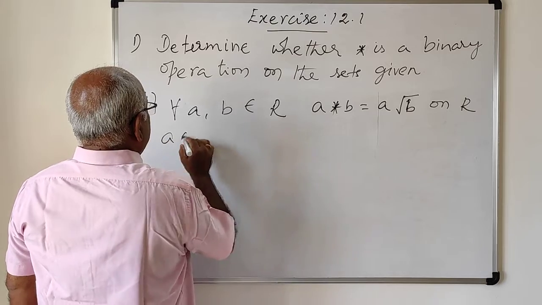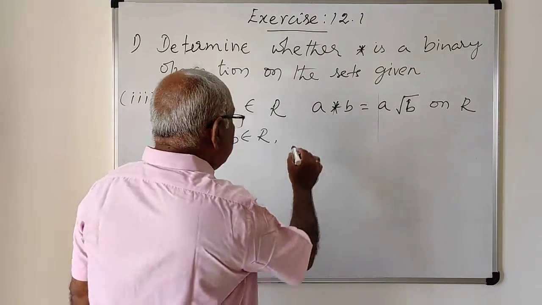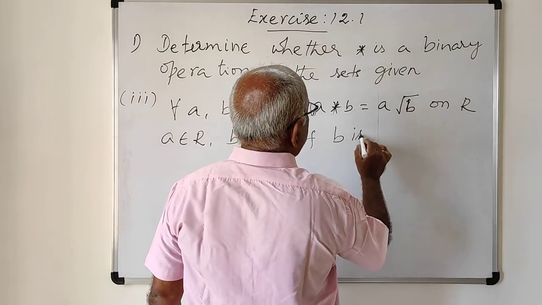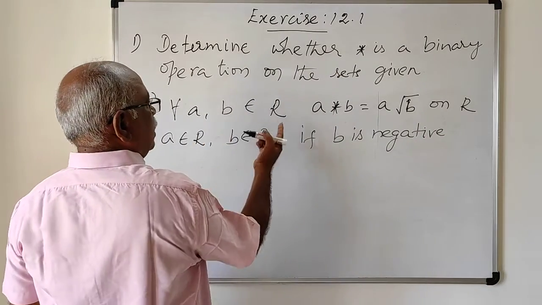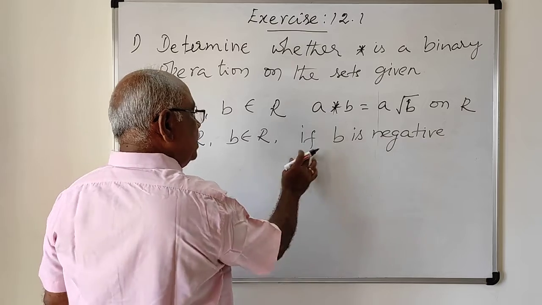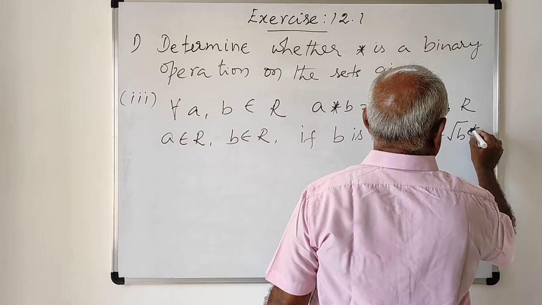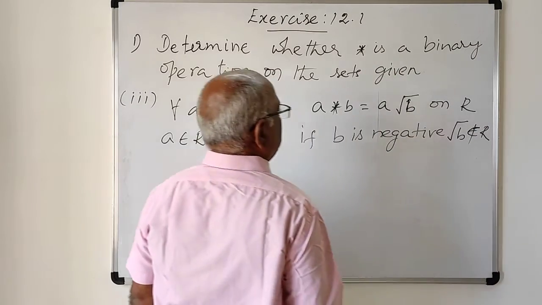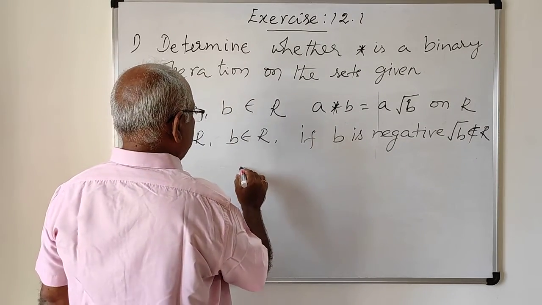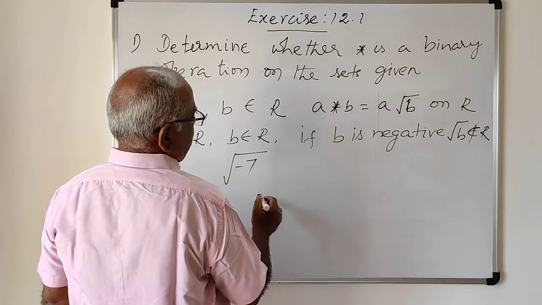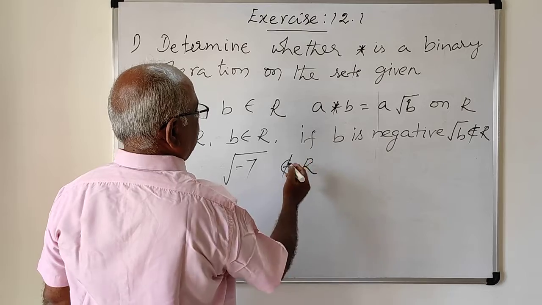See, A is a real number, A belongs to R, and B also belongs to R. If B is a negative real number, say for example, if B is negative, root of B does not belong to R. Say for example, minus 7, root of minus 7 is not a real number. It does not belong to the real number set R.